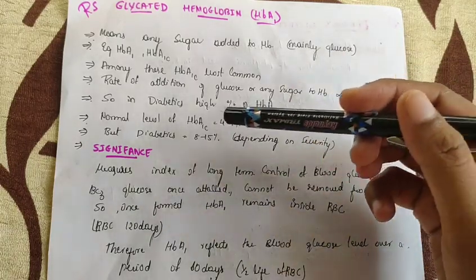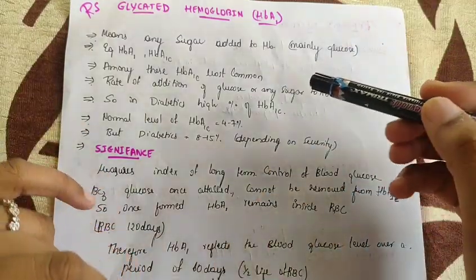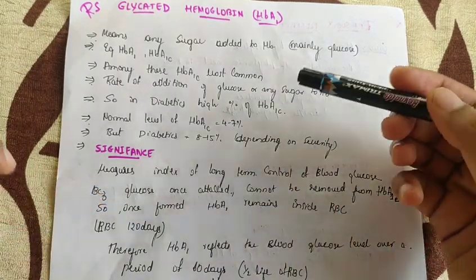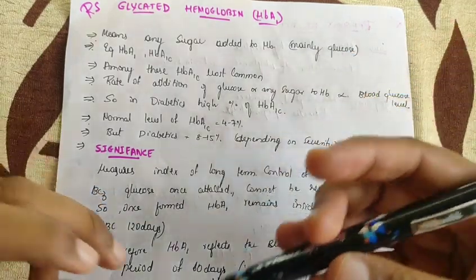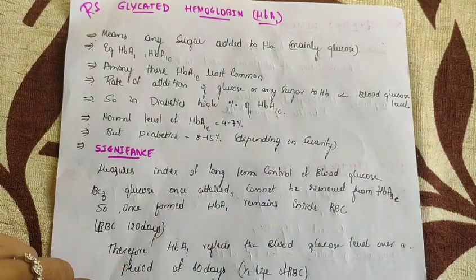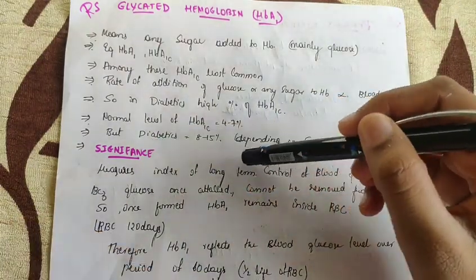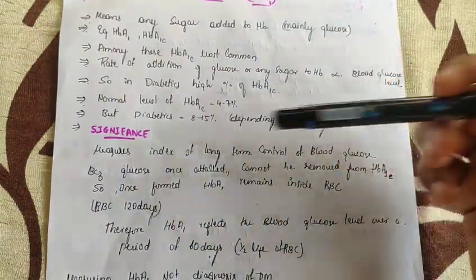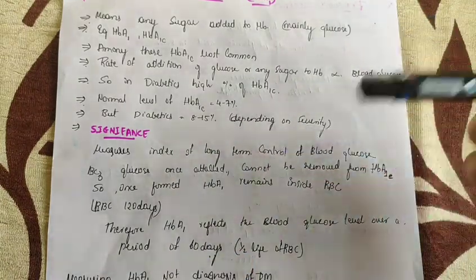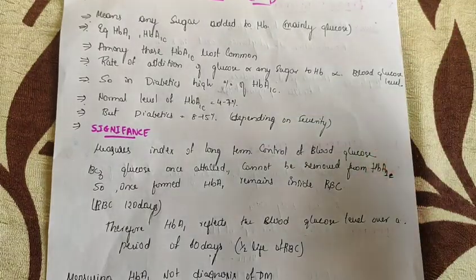So in diabetes mellitus patients, they have high blood glucose level, so they have a high percentage of HbA1c. In a normal person, each and every person has some amount of glucose, because it is transported in the blood, so they have some percent of glucose which is combined with hemoglobin. That normal percentage will be 4 to 7%, whereas in diabetic patients it increases up to 8 to 15% depending upon the severity. If they have more blood glucose level, they have more percentage of HbA1c.